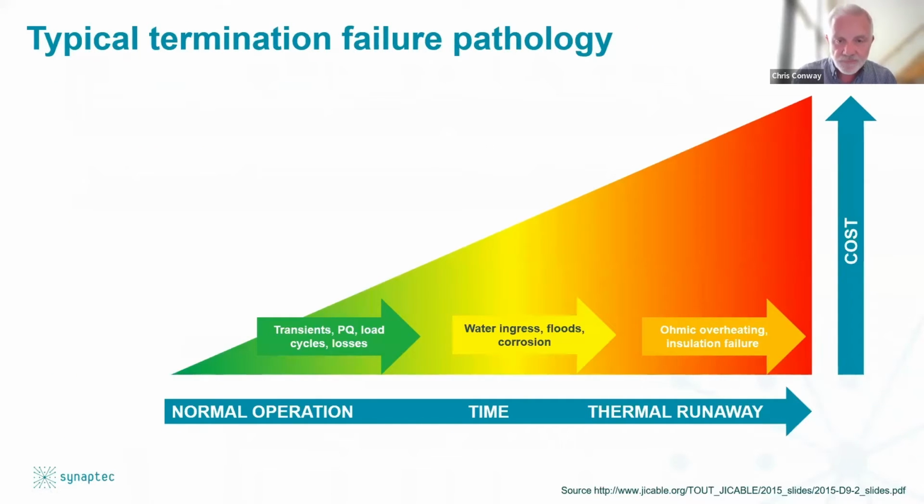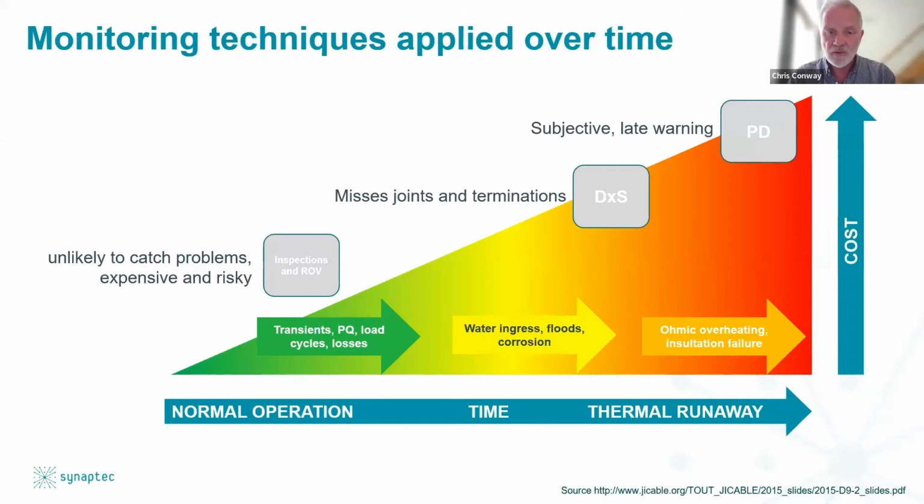So this graphic is really just to summarize what this looks like in normal operation, with all the transients, power quality issues, load cycling and cable losses occurring over the life. As these age, with the potential for water ingress creating corrosion as we move to the right-hand side, it results in this failure event. And the further in time we progress to the right, the further that increases the potential cost for repair.